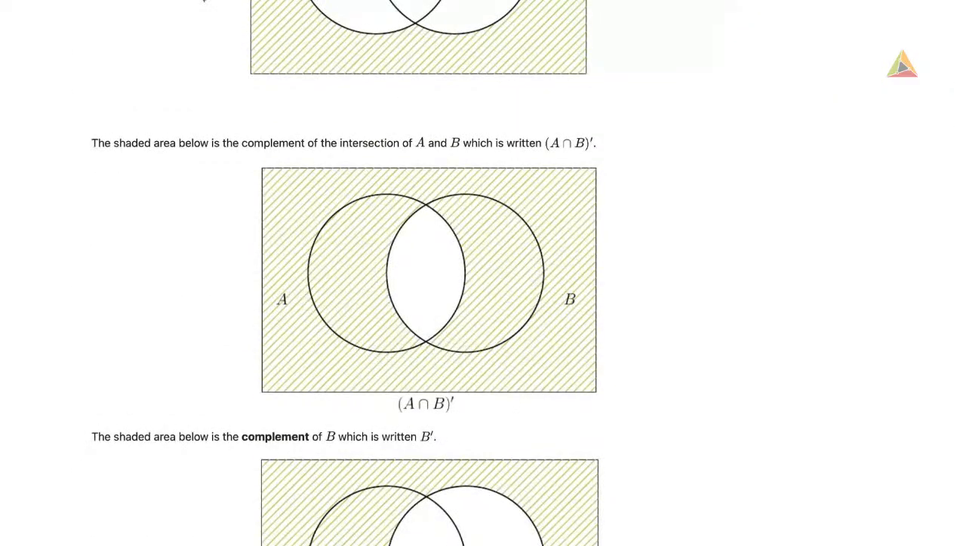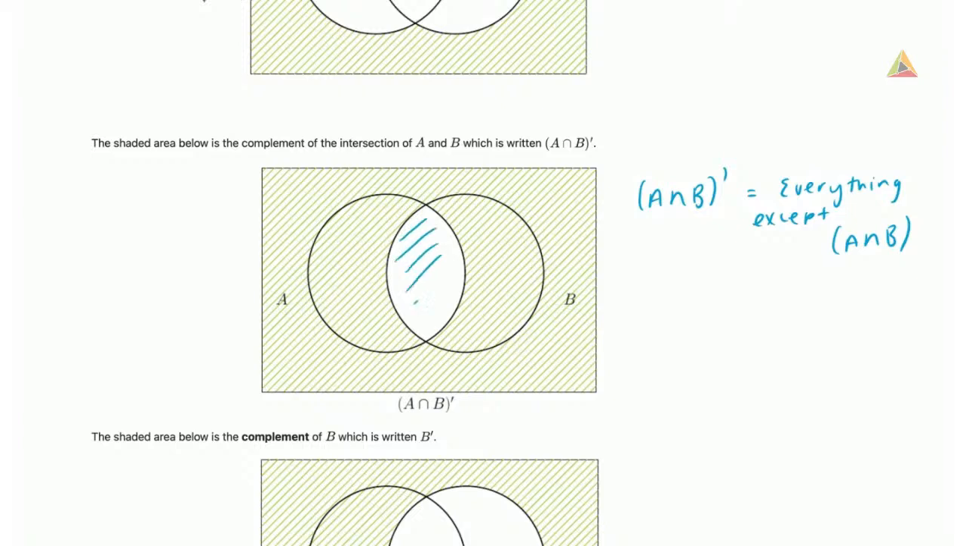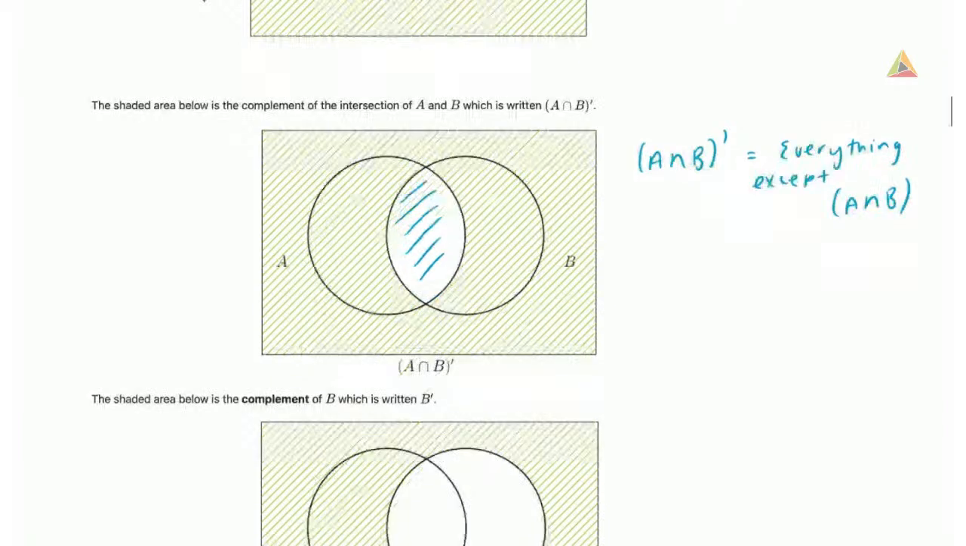Okay, the shaded area below is the complement of the intersection of A and B, written as (A ∩ B) complement. So what that means is everything except A intersection B. Now I'm going to shade A intersection B in blue here. That's A intersection B, what's in blue. So everything in green is everything except A intersection B.